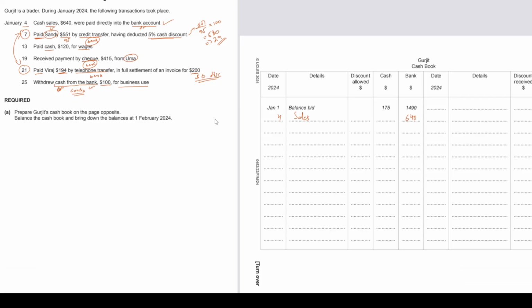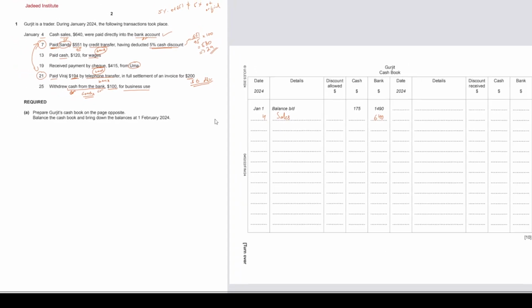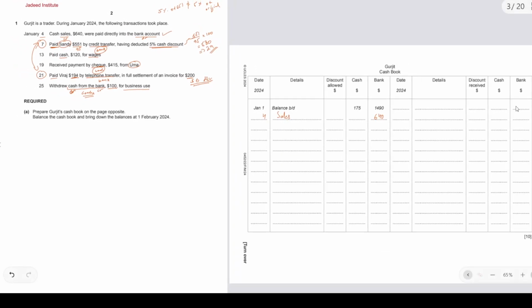So paid 551. 29 was discount received. Who did we pay? Sandy. When did we pay? Jan.